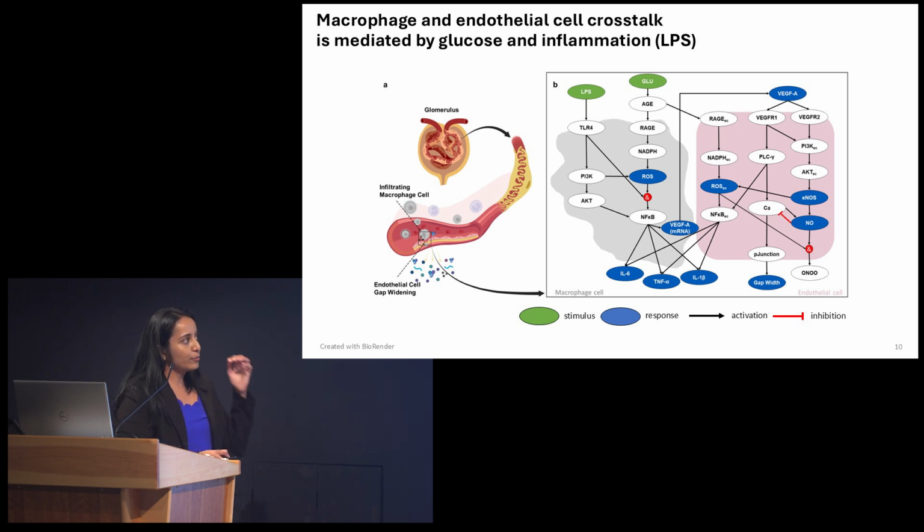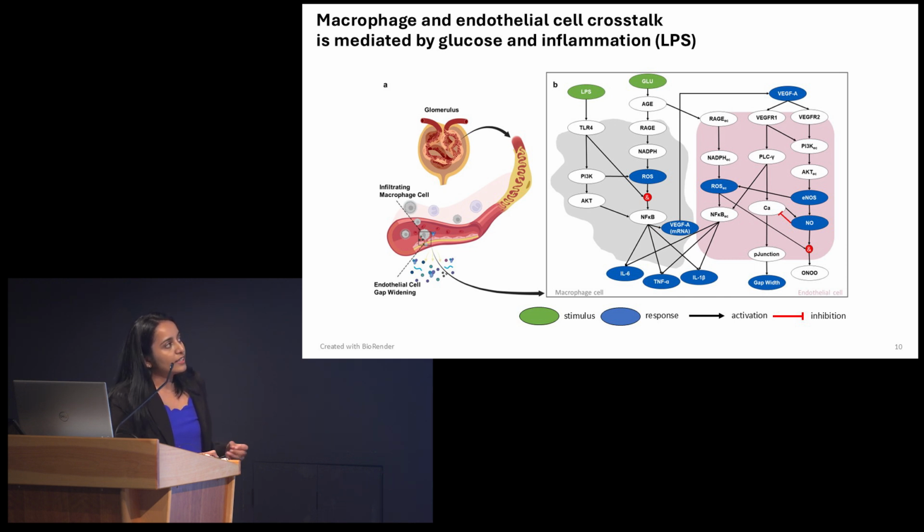So this is the protein-protein interaction network that we put together that focuses on the interaction between the macrophages and endothelial cells. It is stimulated by a high glucose and a high inflammatory stimulus, LPS. We also consider glucose-mediated activation of advanced glycation end products and their uptake by their receptors in different cells, as this phenomenon is strongly associated with diabetes progression.